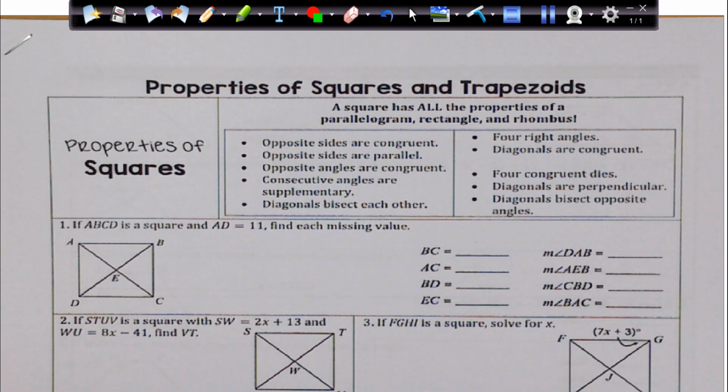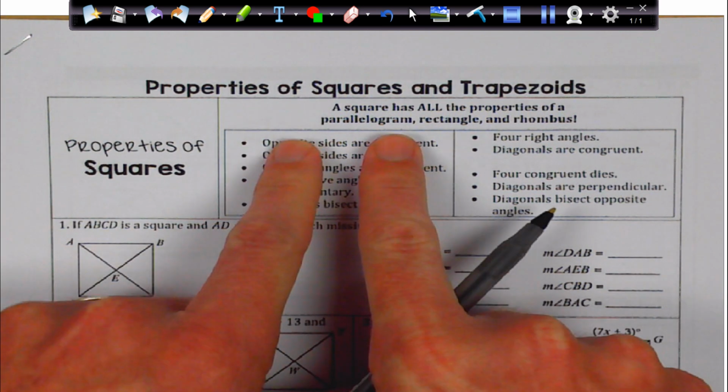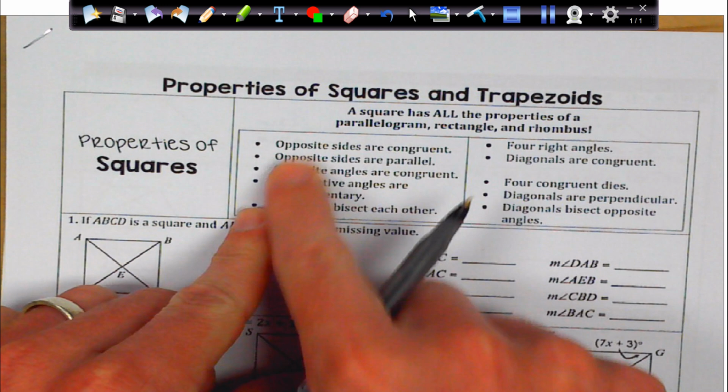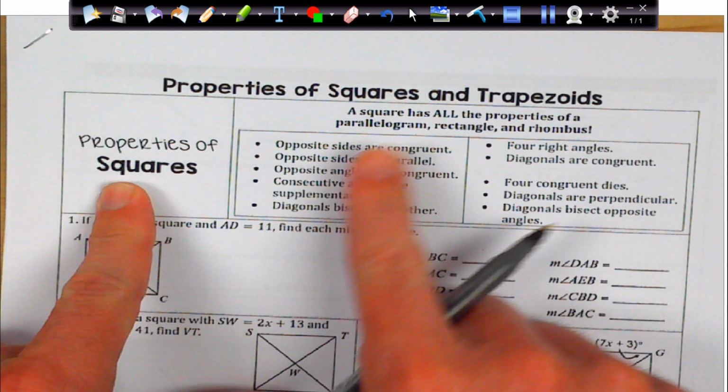Alright guys, welcome. We're going to get started on our properties of squares and trapezoids. So first of all, this information right here is true of our parallelogram. So this is just parallelogram. So a square is a type of parallelogram, just like we saw with a rectangle and a rhombus.